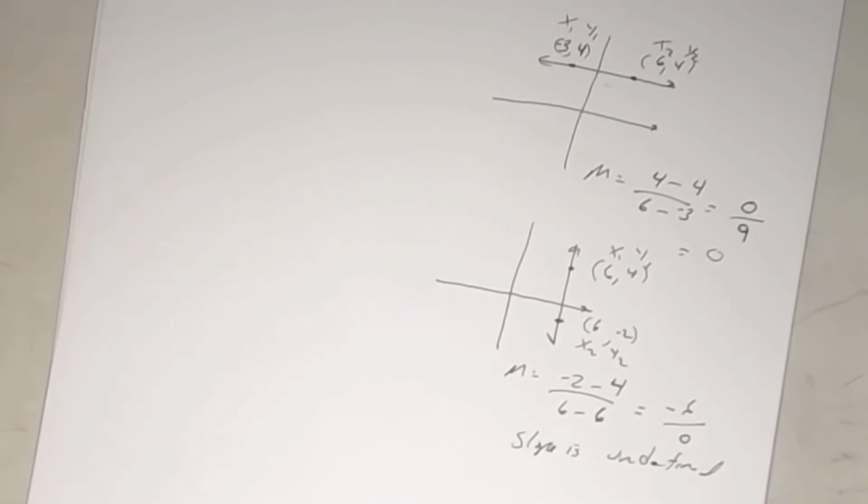So all vertical lines have undefined slope. It's not a number. All horizontal lines have a slope of 0. That means there's no slant to it, no steepness. It's just 0. All vertical lines have undefined slope. You really can't define it. Okay?